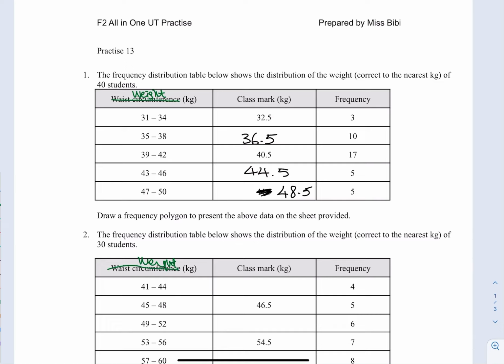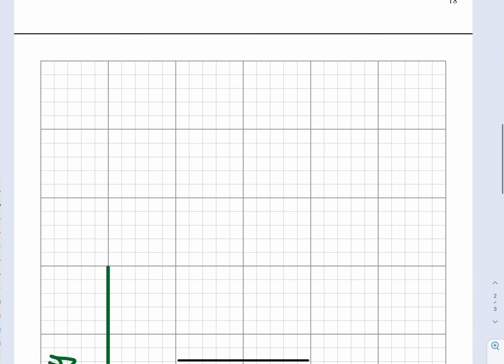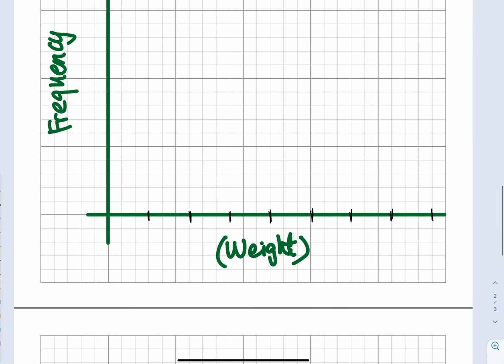So if I write 28.5, that means the one previously. How many frequencies is that? 0, right? So we start from that. And even if I write 52.5, that means the ending, that will also be 0. So when we draw this frequency polygon, we start from 0 and end with 0. Our first mark will be 28.5 and the last one will be 52.5, and each difference is 4.